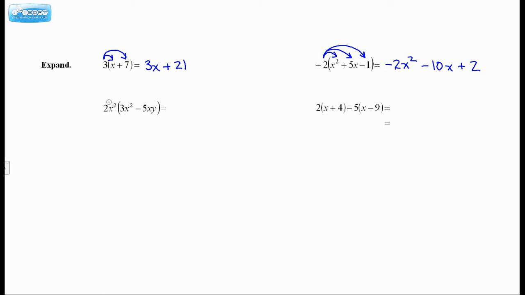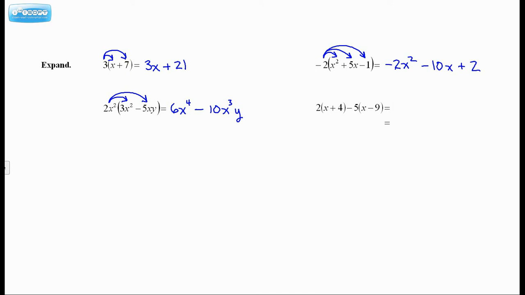Next one. Oh boy. So I got a bit more going on here. But let's just deal with the numbers first and then the variables. So 2 times 3 is 6. And then x squared times x squared, that's x to the 4th. Wasn't so bad. Then the next one. This is a positive. This is a negative. So I know this next term is going to have a minus. So now I don't have to worry about the sign anymore. So 2 times 5 is 10. And this gives me x cubed. And the y is still there. And there we go.